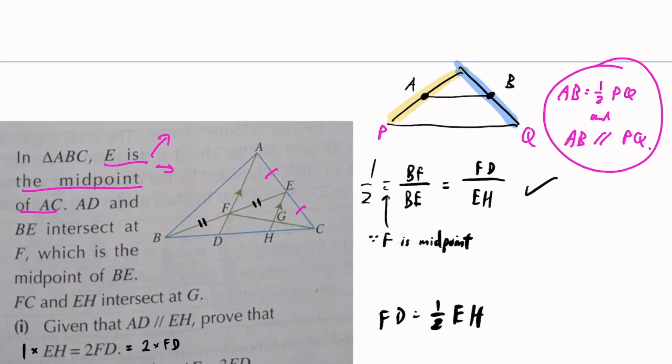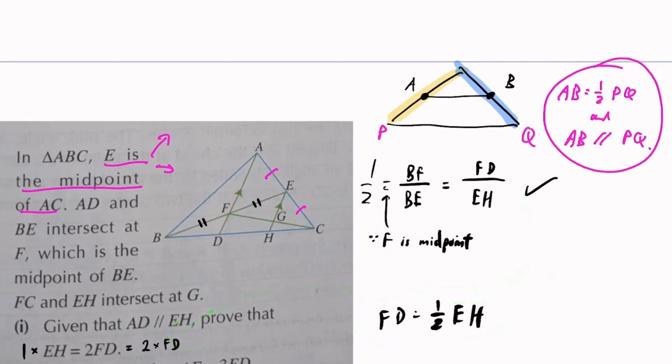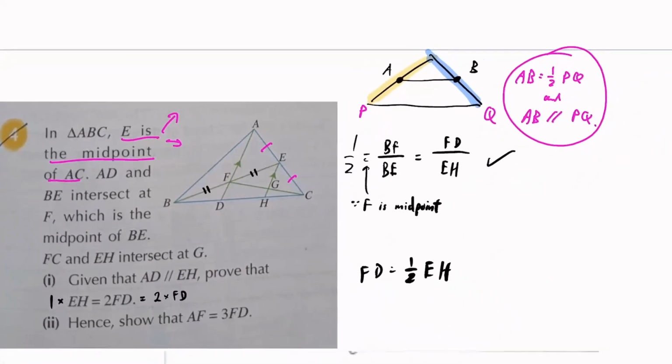Yeah, so therefore half, and then finally you just have to realize it's the same as this, and then you cross multiply and you get to this. Okay, done, part 1. Moving on, part 2: hence show that AF equals 3FD. Again, do you see a certain pattern? Crisscross.